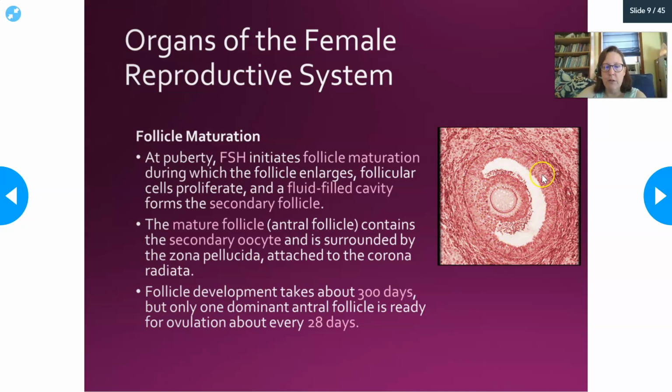So this is what it looks like. The mature follicle, which is called an antral follicle, contains the secondary oocyte right here, and it's surrounded by the zona pellucida, which is attached to the corona radiata. It looks like a crown right here.